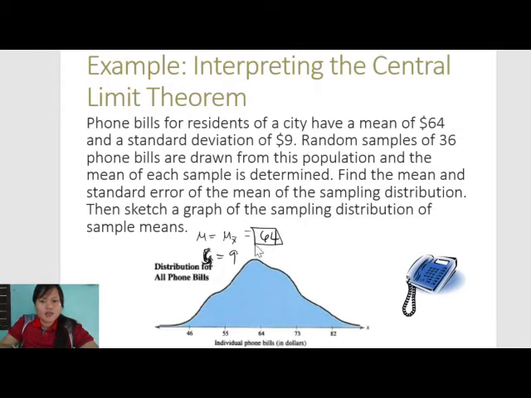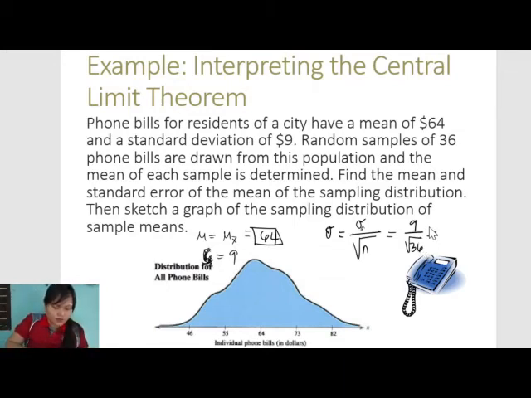So, this is the mean. Now the standard error of the mean. Standard error is a standard deviation. Standard deviation is equal to the standard deviation of the sample over the square root of n, which is 9 over the square root of 36, which is equal to 1.5. So, 1.5.